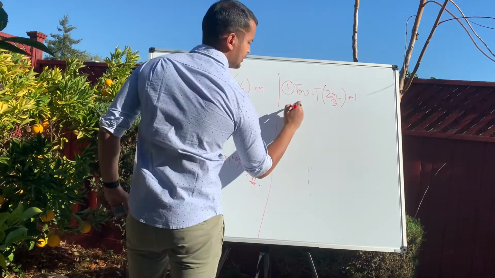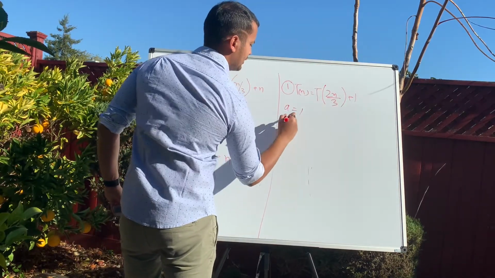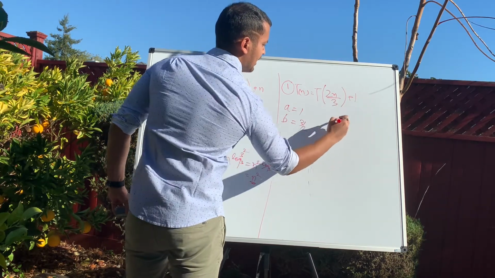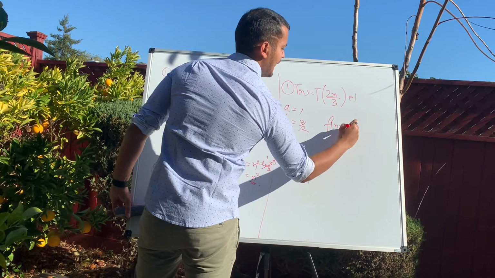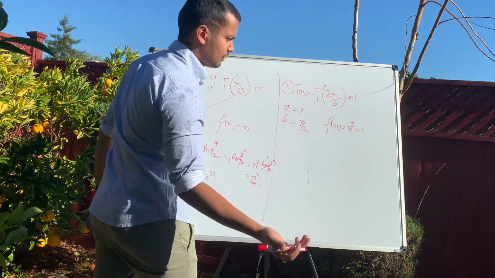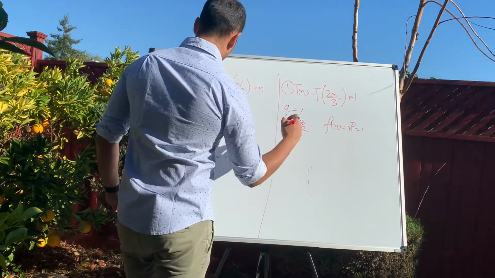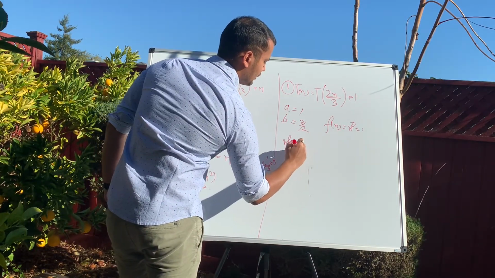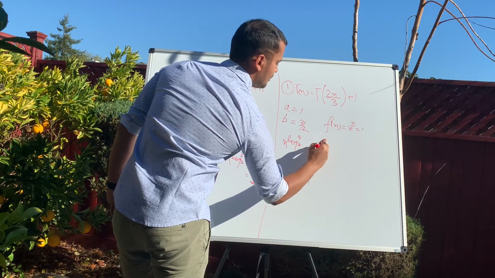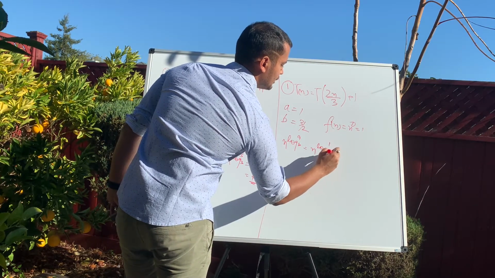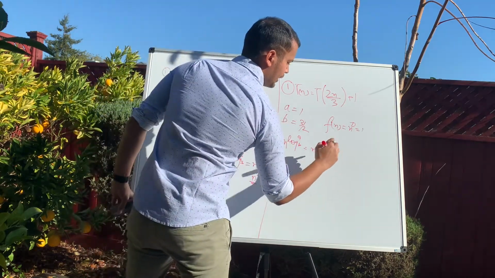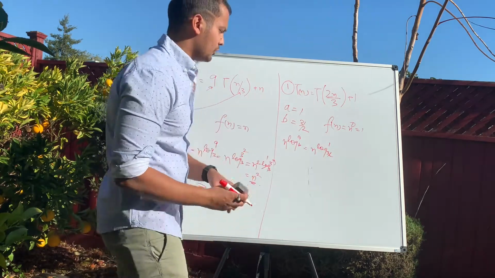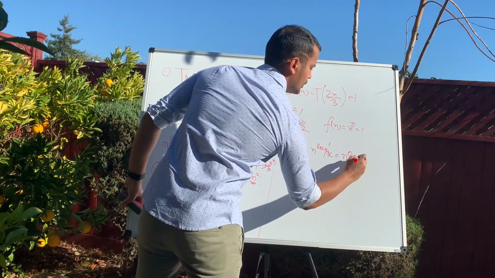Here, a is equal to 1. There's no a over here. b is equal to 3 by 2. You have to flip this one to take b. And then f(n) is equal to n to the power 0, which is 1. Here, when we transform it, n^(log_b a), n^(log_{3/2} 1). Anything with 1 in the log is 0, so it's n to the power 0, which is 1.